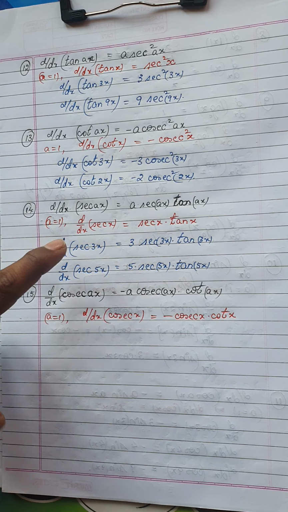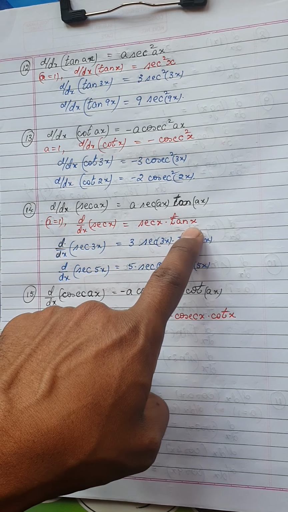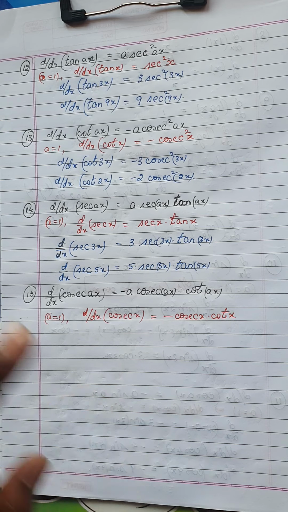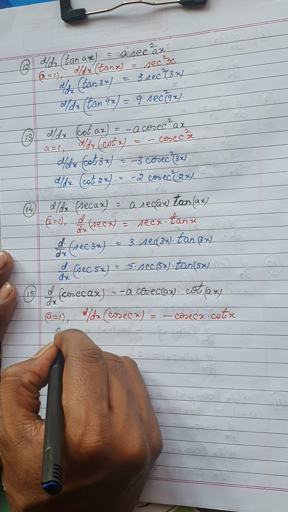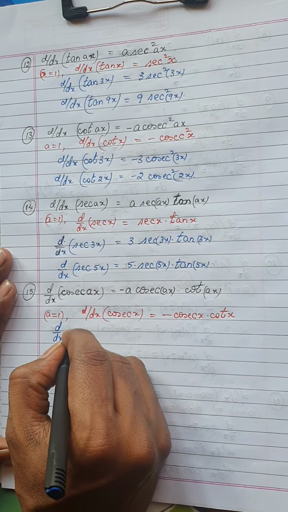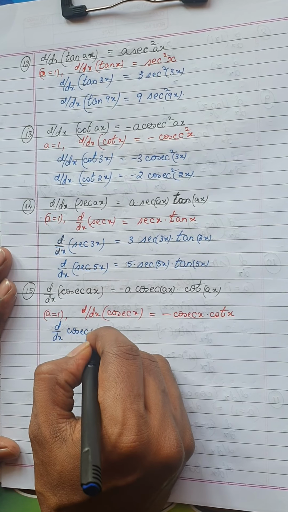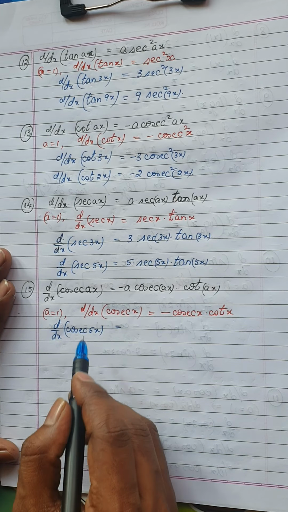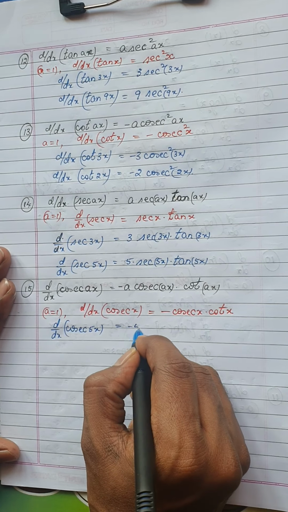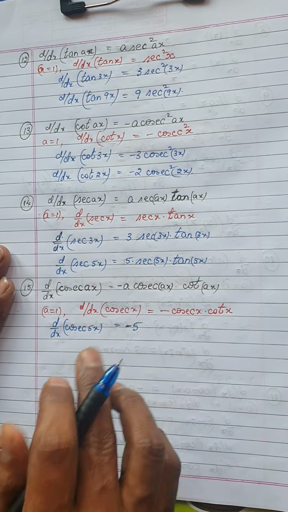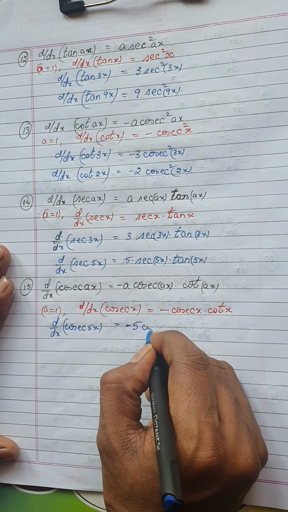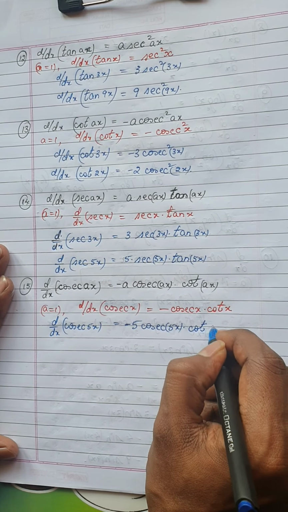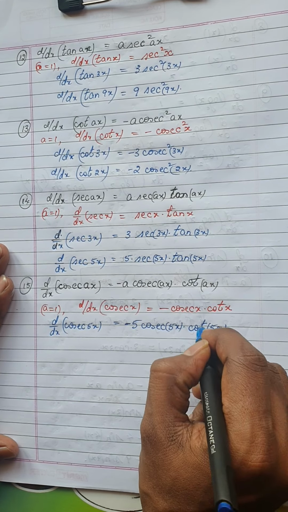So remember, derivative of secant will be secant with tan, and derivative of cosecant will be negative of cosecant with cot. Okay, let's take an example. So if I have derivative of cosecant 5x, yes, Raju, what is the answer? So the constant is 5, so it is minus 5. Don't forget to write the negative sign. So minus 5 into cosecant 5x into cot 5x.